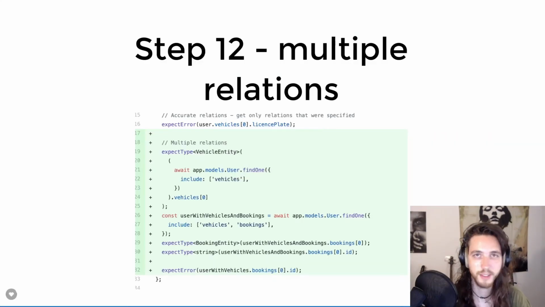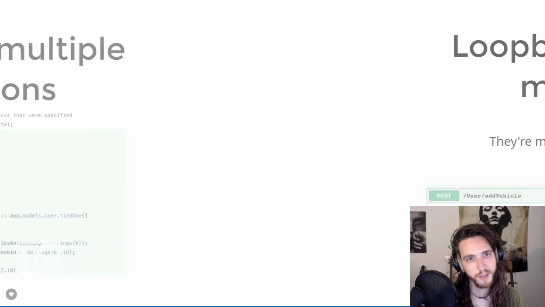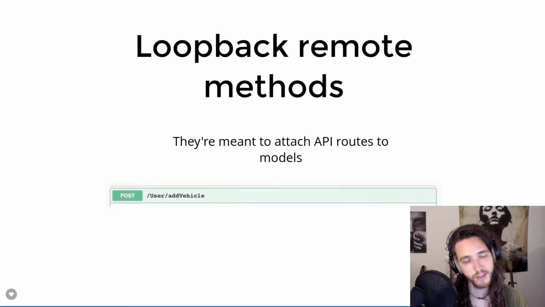So let's get to the next step. Next step will be remote methods. So what are the loopback remote methods? It's actually a way to declare API routes on your server. So for example, if I add vehicle remote method to user, it will be accessible from outside by using the URL user/add vehicle.